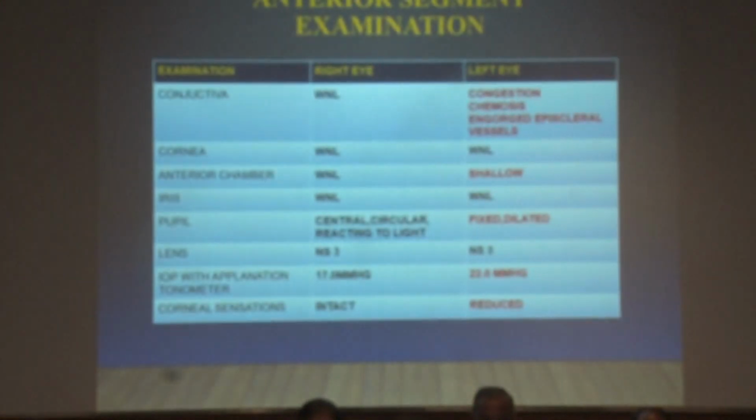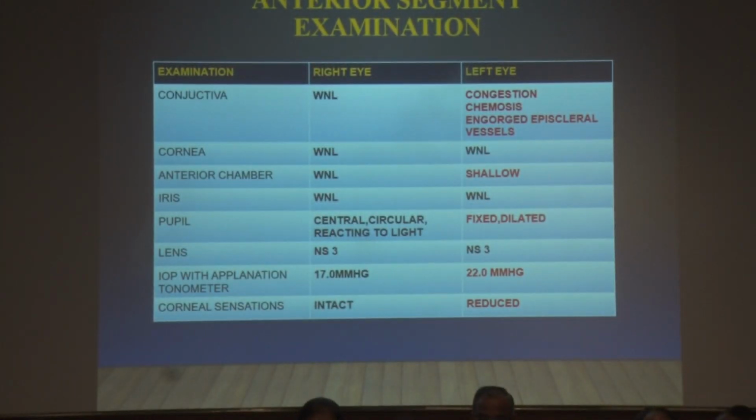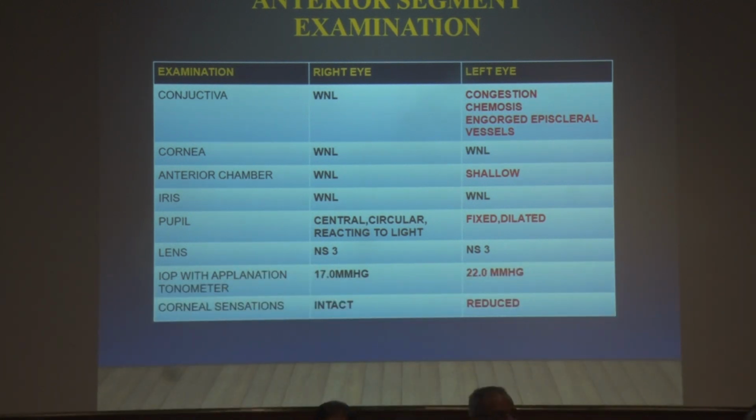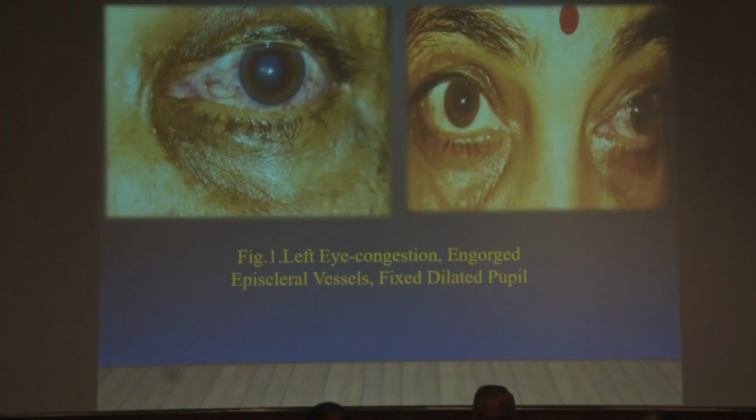On anterior segment examination, congestion and chemosis with engorged episcleral vessels were seen in the left eye. The AC was shallow with a fixed dilated pupil. The IOP was 22 mmHg in the left eye while 17 mmHg in the right eye. The corneal sensations were reduced.